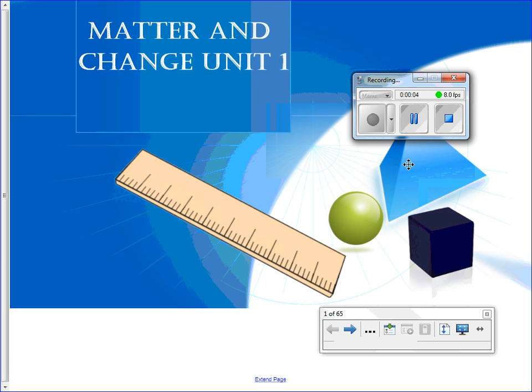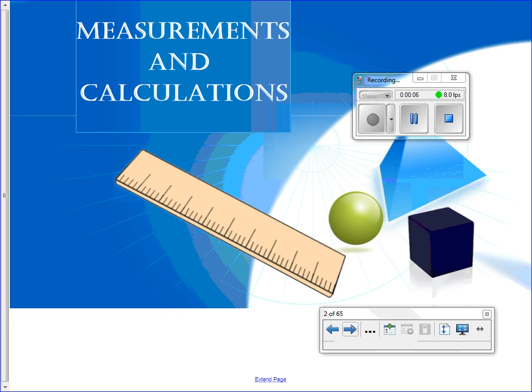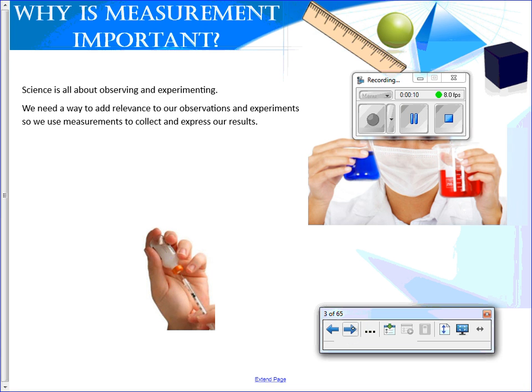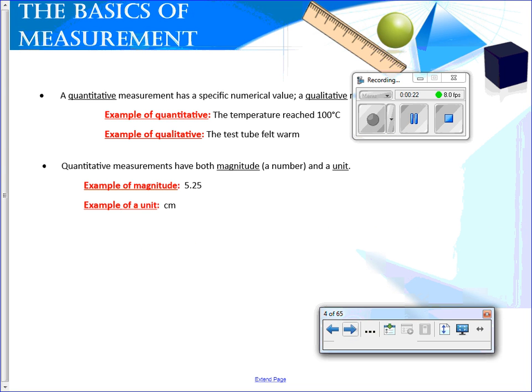This is Matter and Change, Unit 1. Measurement and calculations will be the focus for this unit. Science is all about observing and experimenting. We need a way to add relevance to our observations and experiments, so we use measurements to collect and express our results. We have two types of measurements.